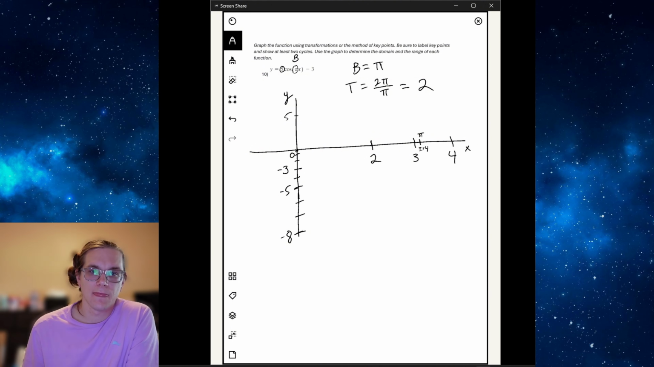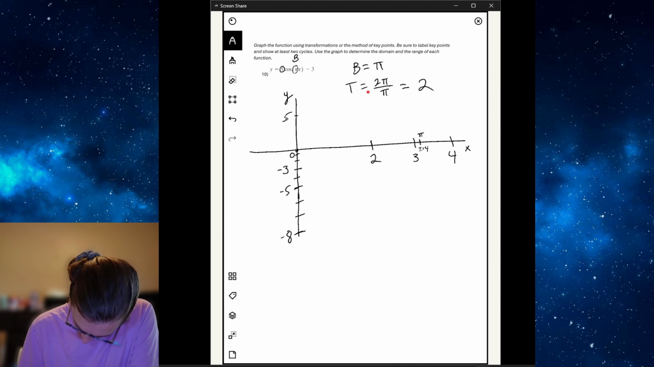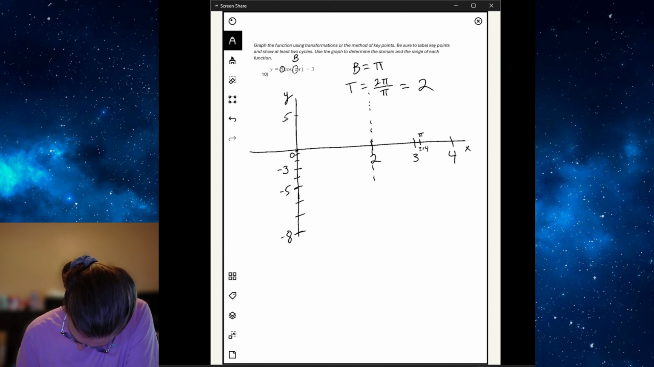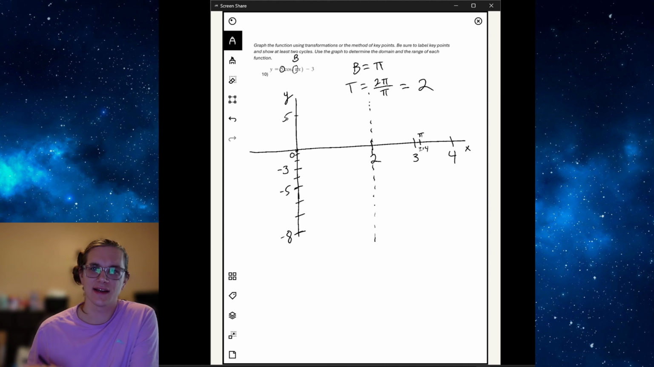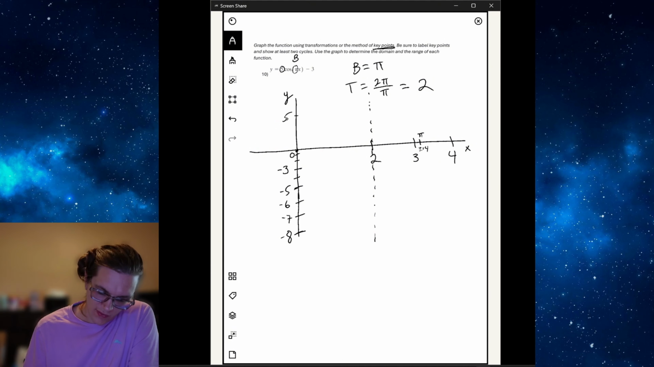It's no big deal. If I get a period of 2 out, I'm just going to write the graph with an x-axis labeled with 2. And so I know an entire period is 2, so that means that here at this 2 is where our cosine is going to repeat. So when they're talking about key points, they're saying choose some points that you know are definitely going to happen.